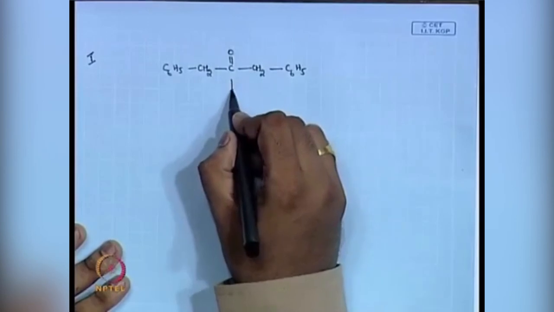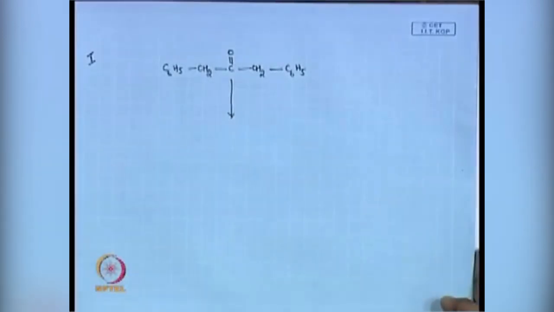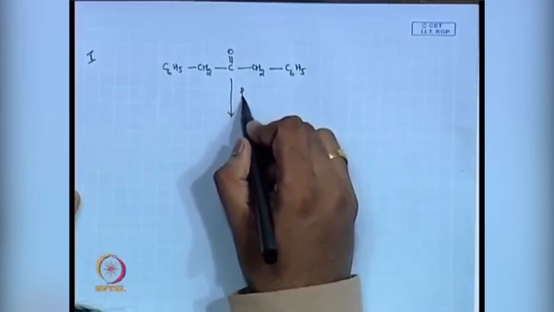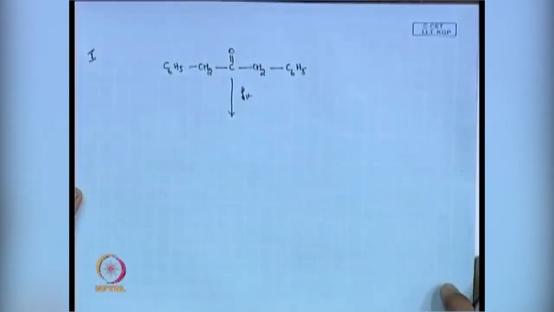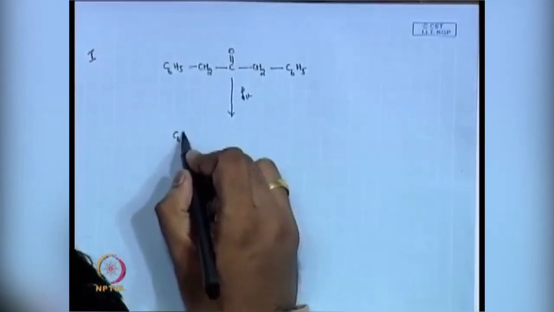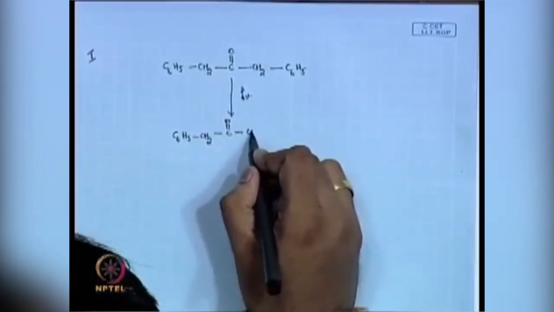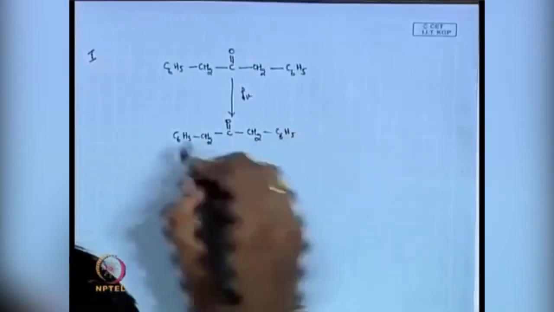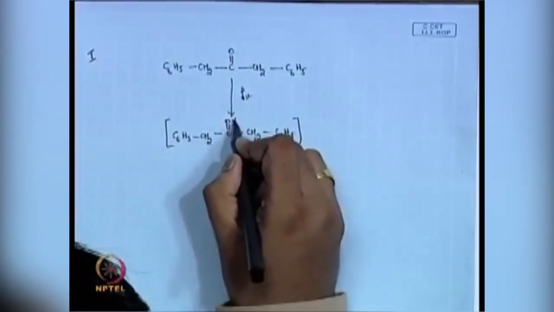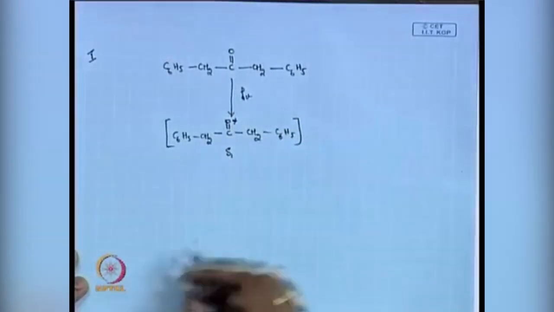Now, what we will do? Most of these Norrish type 1 reactions can be encountered in the gas phase. There are some examples where you can do it in solution also, but most of the time it is encountered in the gas phase. So, if I shine this with light greater than 280 or 310 nanometer, you get the excited state, I call this S1, which you have studied.